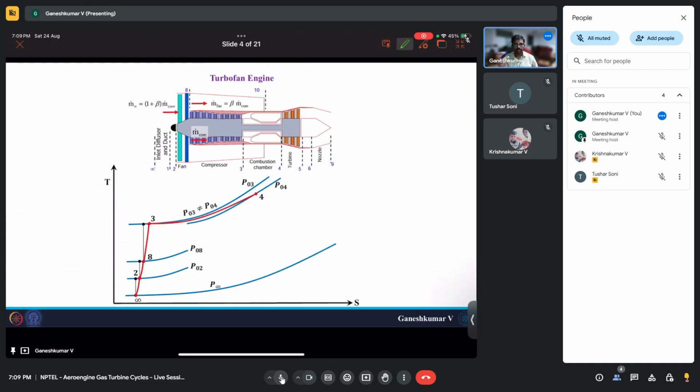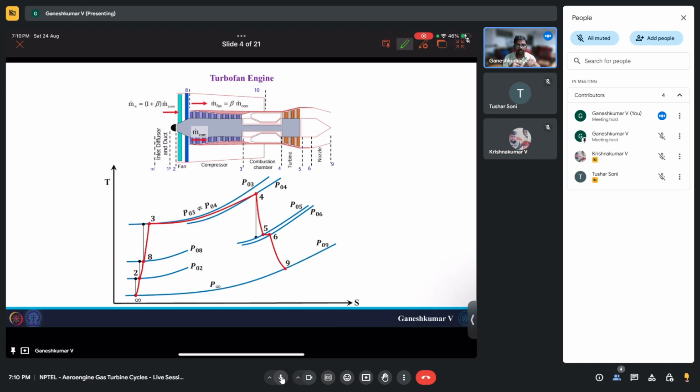There will be a pressure loss in the combustor, we all know about this. So it goes from P03 to P04, and the temperature at 4 is the maximum temperature that you see in your aircraft engine. After that you have the turbine, and across the turbine there will be a pressure drop to P05, and then you have a tailpipe where there may be some pressure loss. Then you have the nozzle, where the expansion of the core flow will happen from 6 to 9. Now, this is what happens in the core flow.